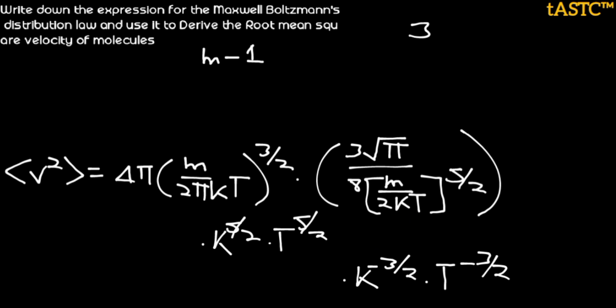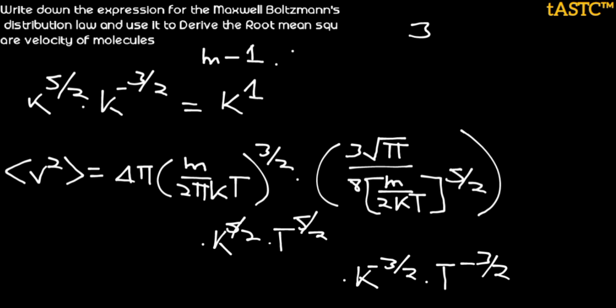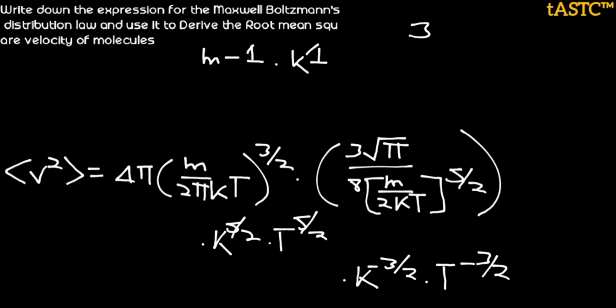Next up, we've got to work with k. Now this is going to be k. K is raised to the, oh, that is a positive, 5 halves multiplied by k to the negative 3 halves. So this is basically going to give us k to the power of 1. Because we're going to have this as 2 over 2, so that will be k to the power of 1. So here we've got k to the power of 1. So we're done with k.